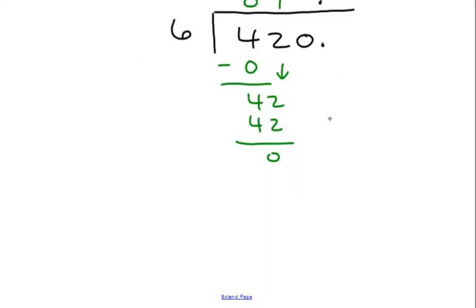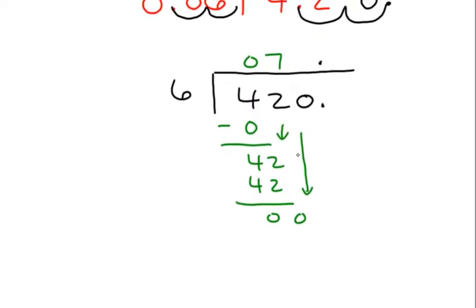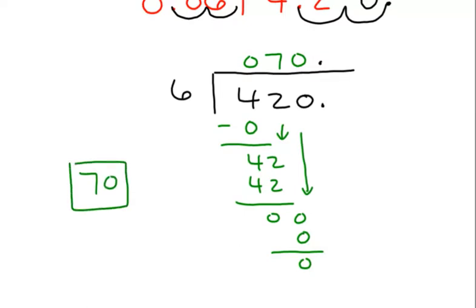Subtract. Bring down that 0. And you'll see that that 0 becomes very important. 6 goes into 0 0 times. Subtract. I have no more numbers to bring down, but that's fine because I'm at a 0. Now, the answer to this is 70. But if I didn't add that other 0 in there and I just left it as 42, my answer would have been 7, which would have been incorrect.